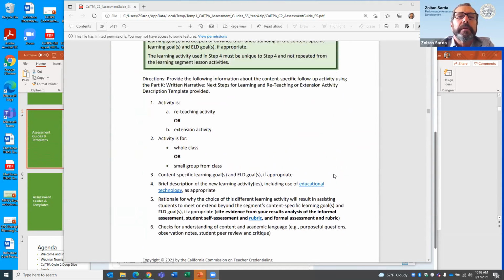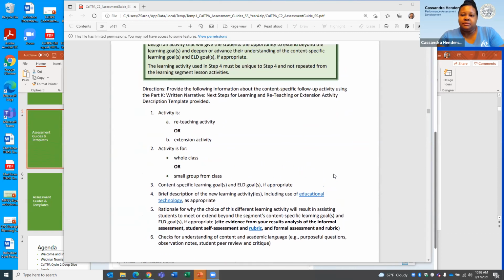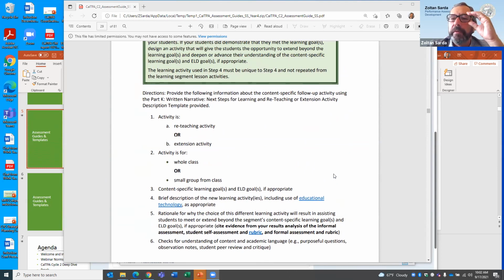Another green call-out box. Oh, sorry. Go ahead, sorry. Another green call-out box. Go ahead, Zoltan. No, we're fine.